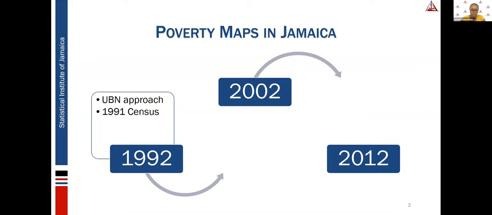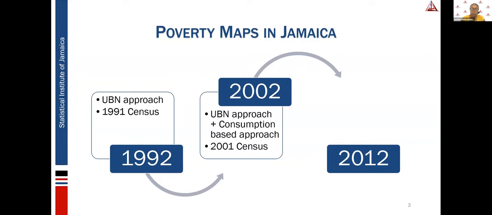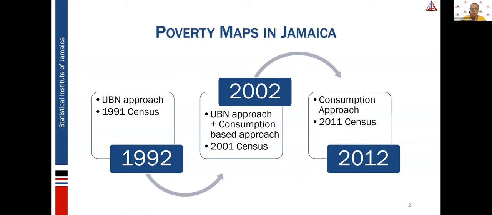For the first set of poverty maps that we used, we looked at the unsatisfied basic needs approach. And in the second report, we used both the UBN approach and the consumption approach, and we compared data using the 2001 census. And for the third one, only the consumption approach was used. I'll talk a little bit more about the third. My emphasis of the presentation will be on the third in the series of poverty maps created for Jamaica.